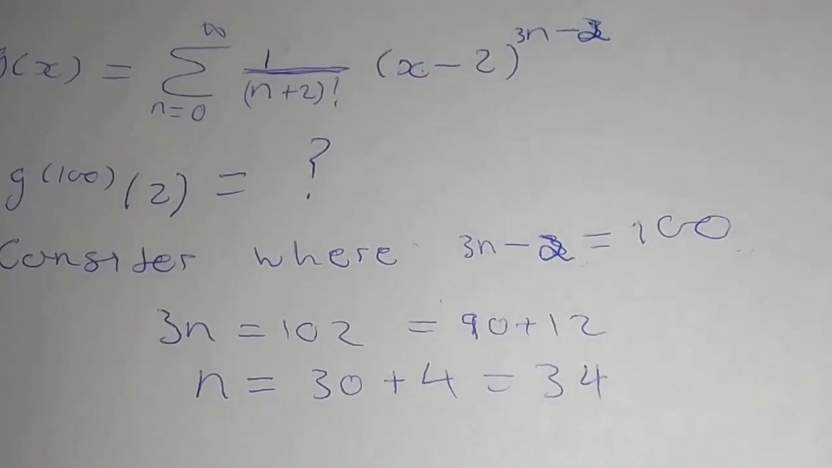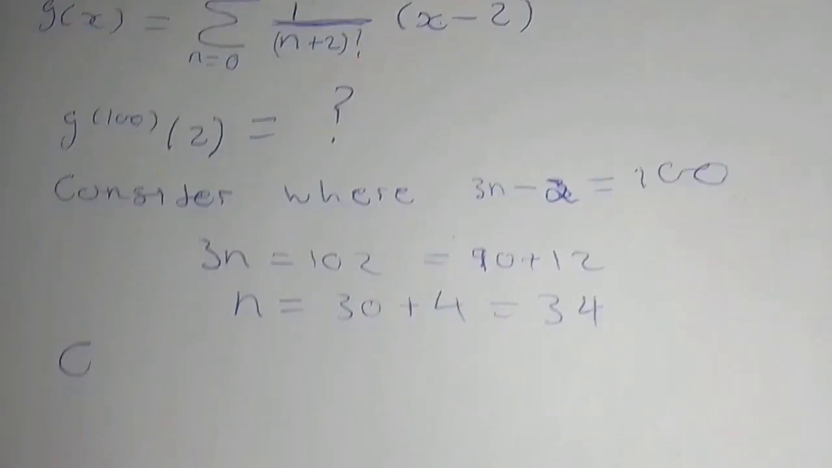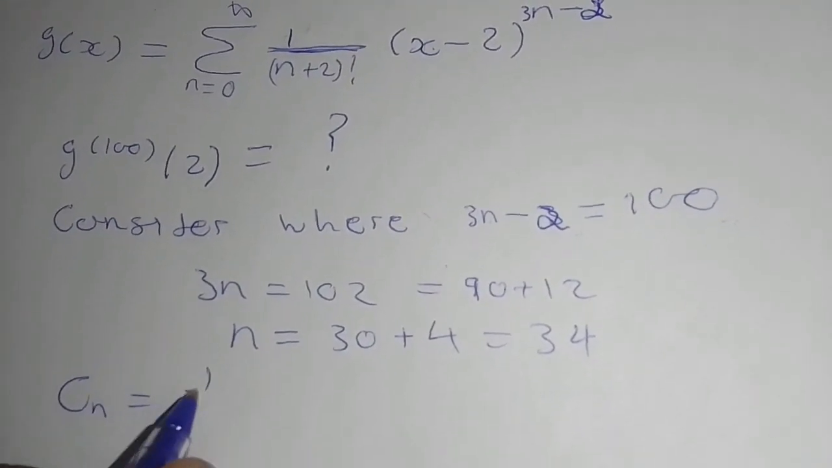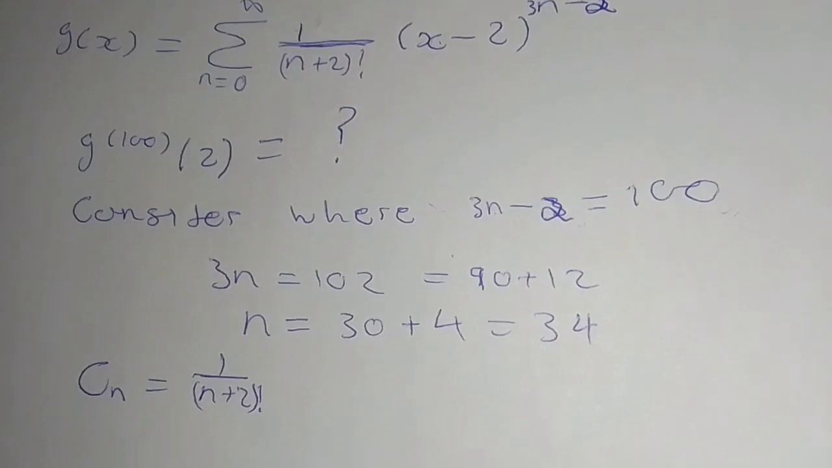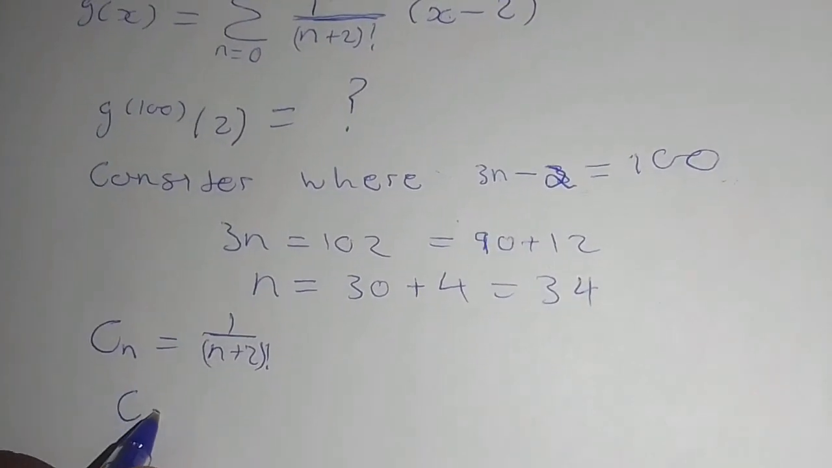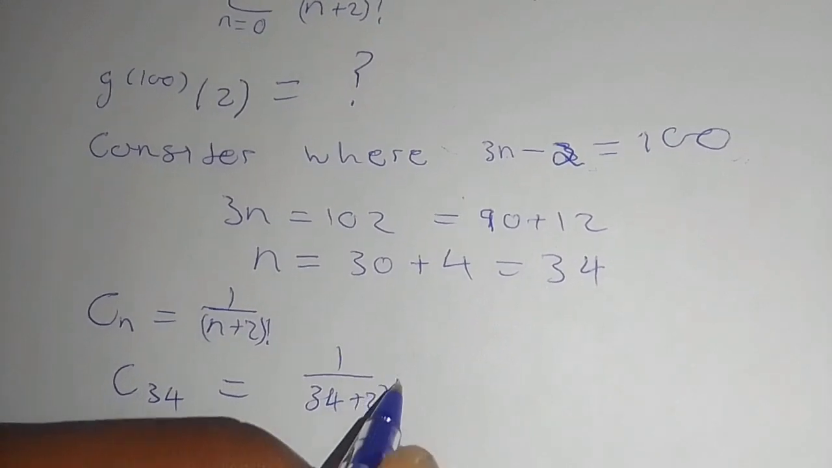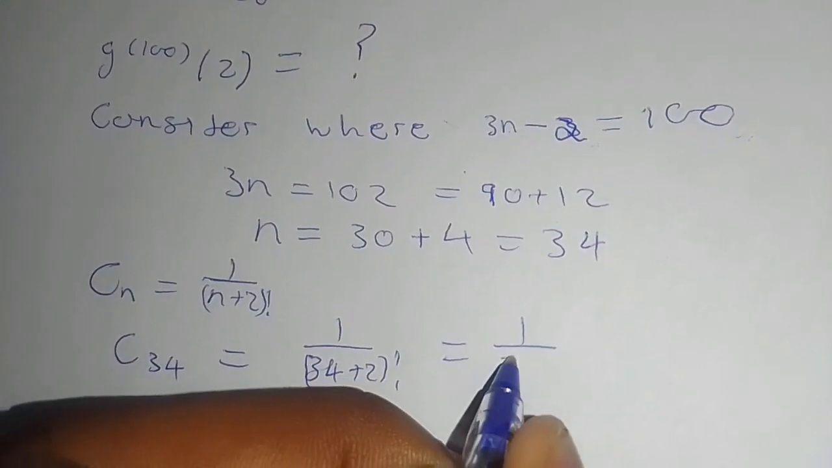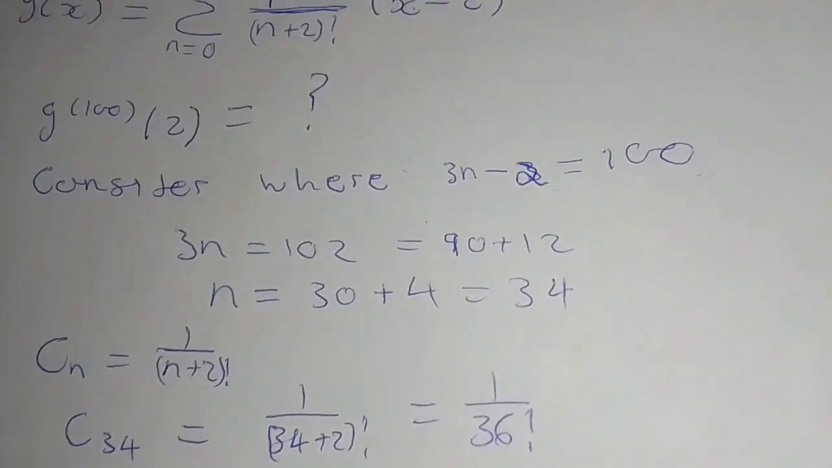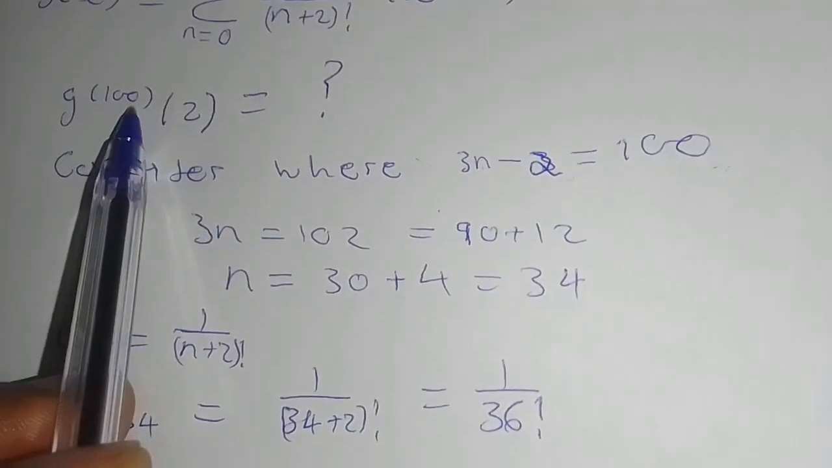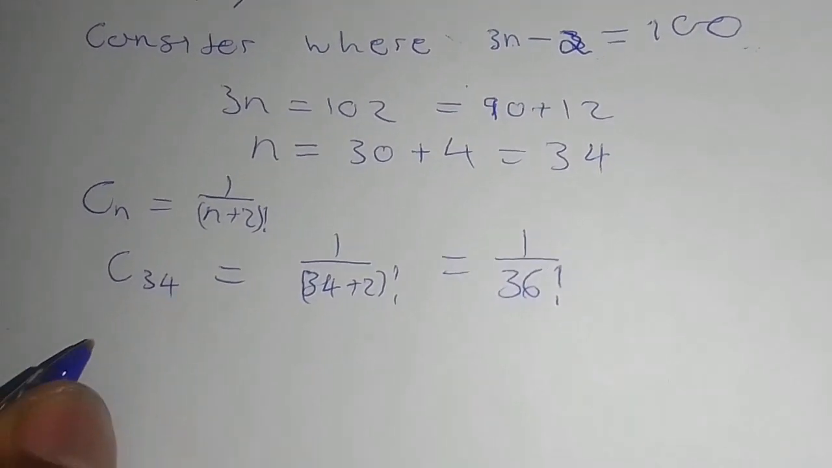And so from then it just basically becomes easy. So remember I said let this thing be Cn. Whatever doesn't contain x, let it be Cn. So I have 1 over n plus 2 factorial. That's that. And so that basically means that I have to find c at 34. C at 34 will just basically be 1 over 34 plus 2 factorial. So we'll basically have 1 over 36 factorial. That's that. I have that. So what do you have to multiply it with? 100 factorial. Yeah, right? So that's that. So yeah, it's that easy.